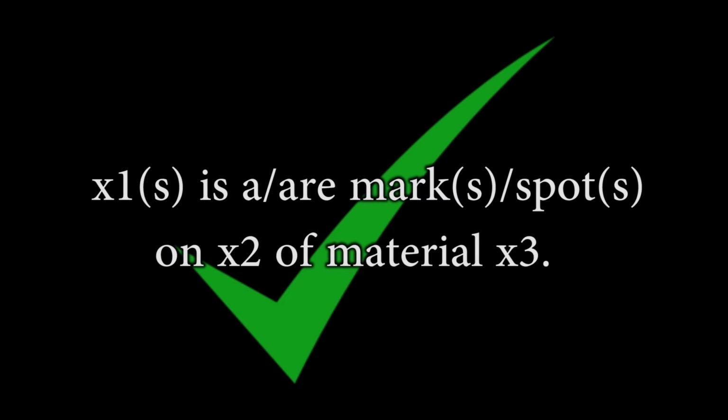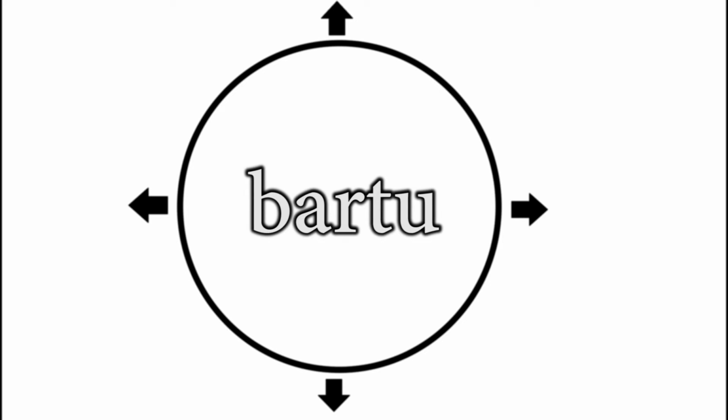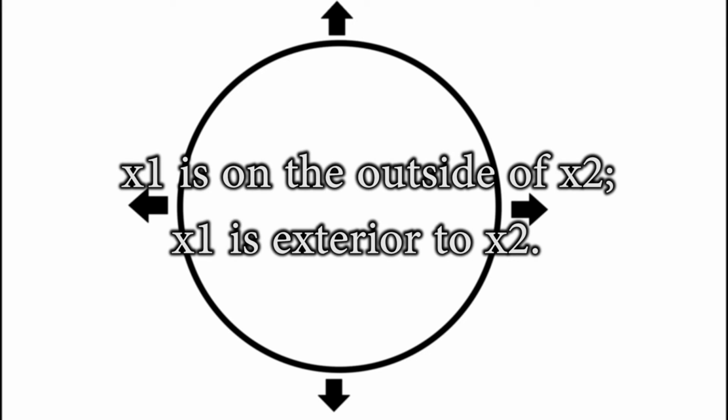Barna. X1 is a mark or spot on X2 of material X3. Bartu. X1 is on the outside of X2. X1 is exterior to X2.